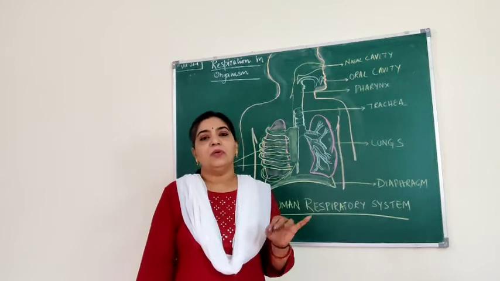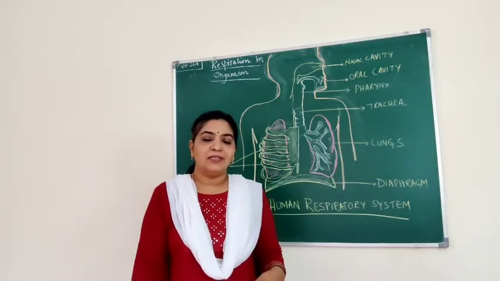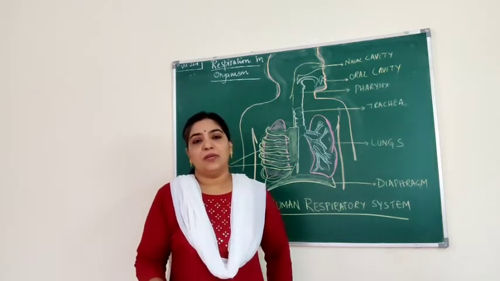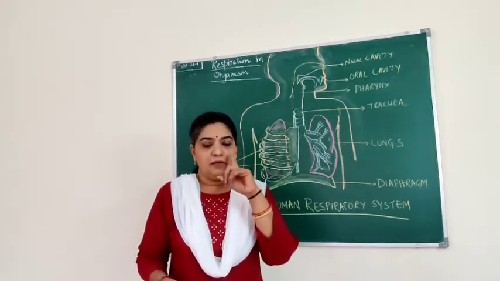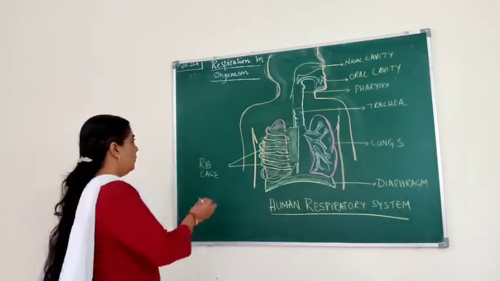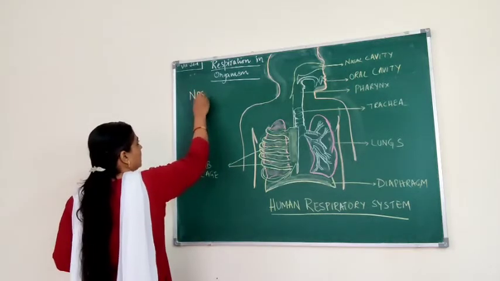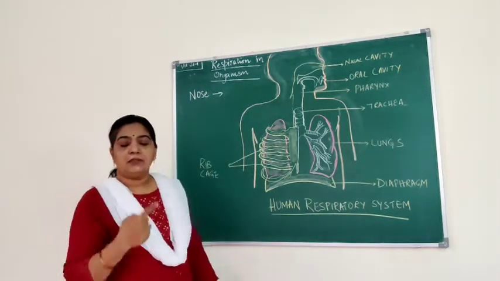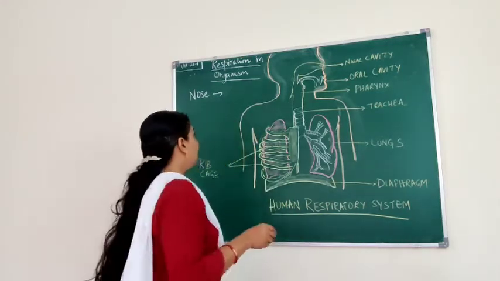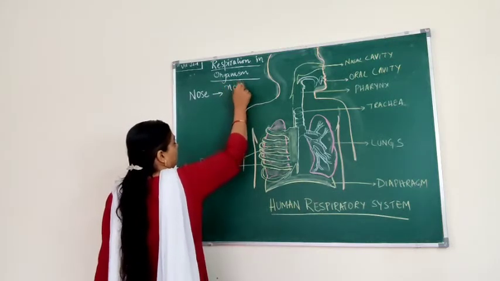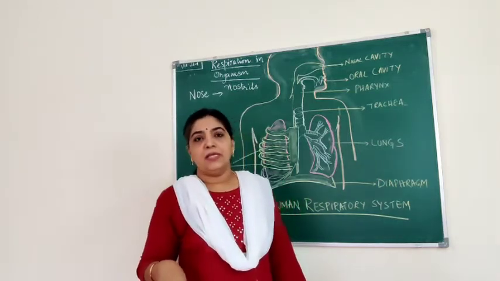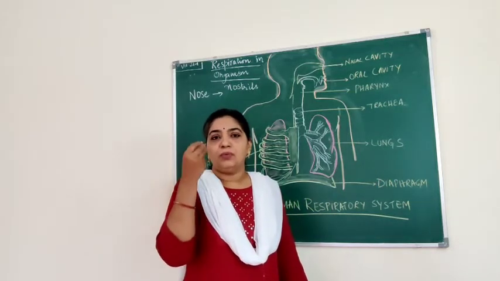When we talk about the human respiratory system, which are the organs that come under it? Let us see those organs. First, the organ which helps in respiration is our nose. So nose has two openings called nostrils, and we take the air through the nose.